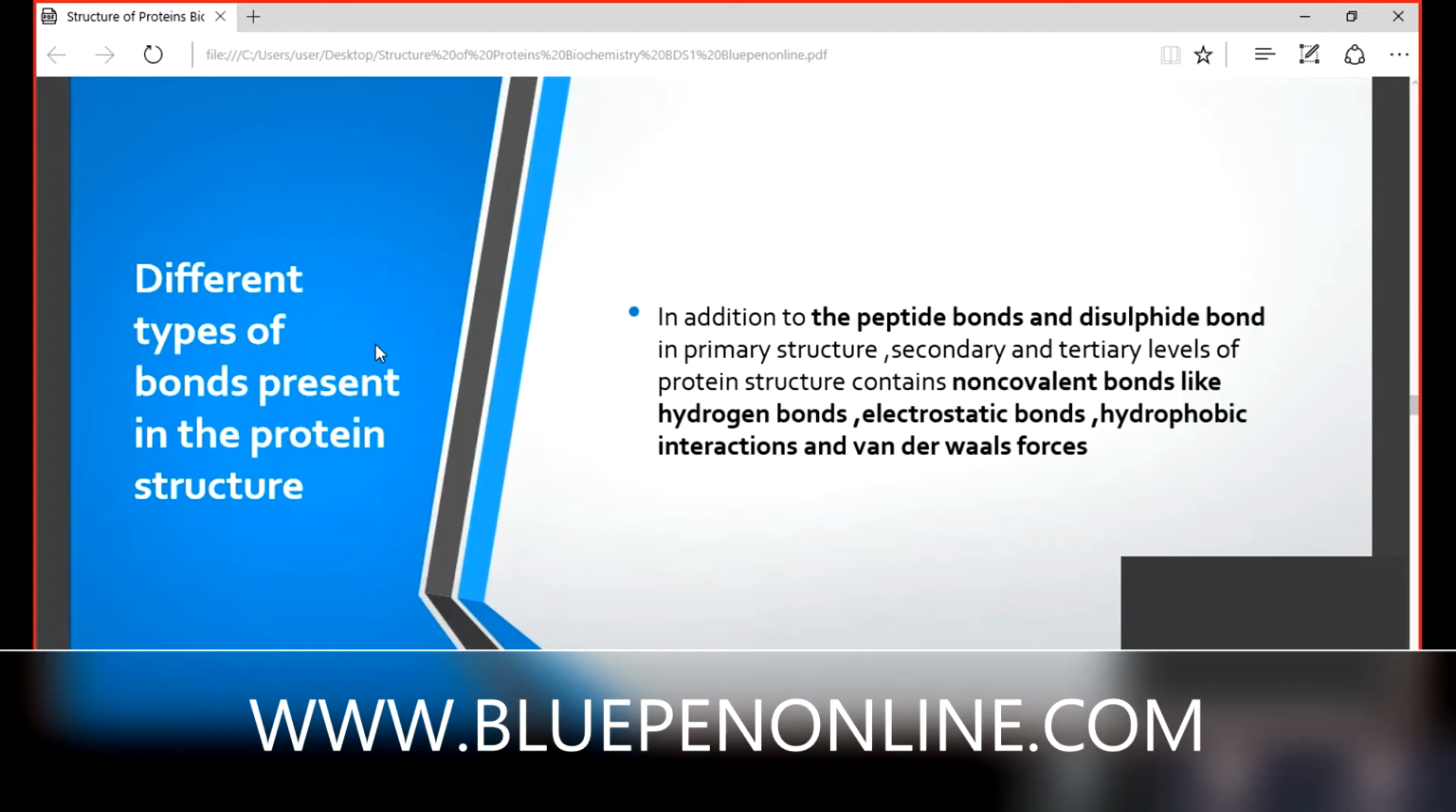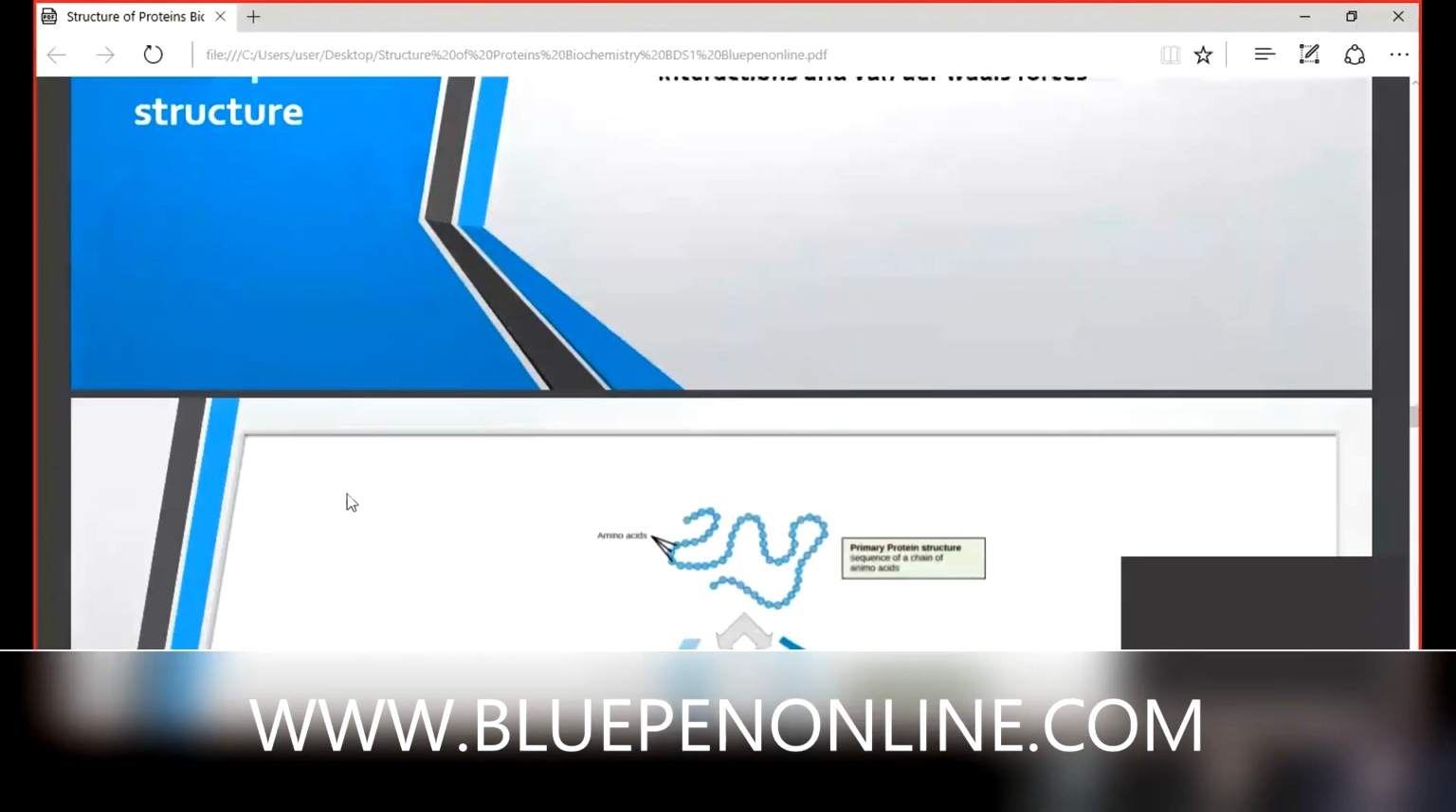In addition to the peptide bonds and disulfide bond in the primary structure, secondary and tertiary levels of protein structure contain non-covalent bonds like hydrogen bonds, electrostatic bonds, hydrophobic interactions, and van der Waals forces. When we twist or fold the primary linear sequence of amino acids, there is a chance of non-covalent bonds that hold all these amino acids together.